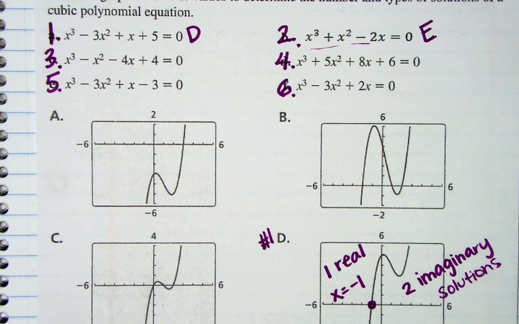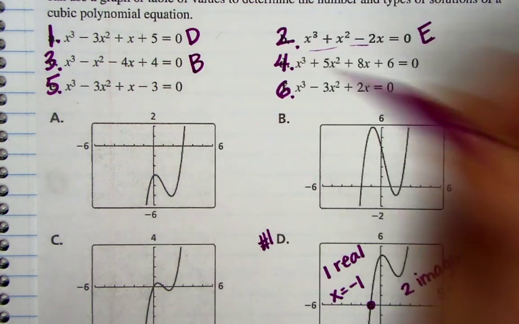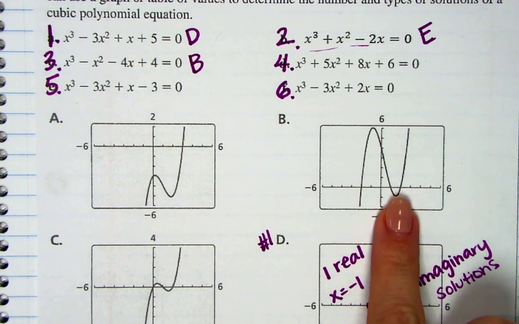Okay. Who wants to volunteer? Who knows number 3? Right. Okay, Alvaro, what's number 3? B, right? Number 3 was B. Okay, it matches up with B. It looked a little bit weird, okay?